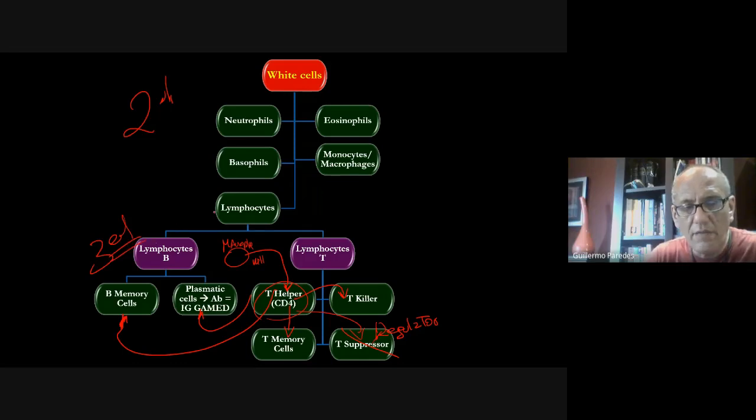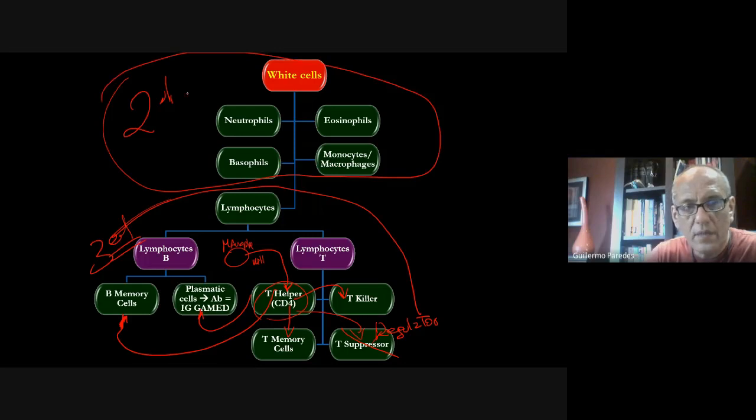So that is the way we have the second line versus the third line. This is the third line: lymphocytes are the third line. The second line will be all these guys. The first line will be the skin, mucus, etc., the respiratory tract, GI tract, etc. Is that clear or no?